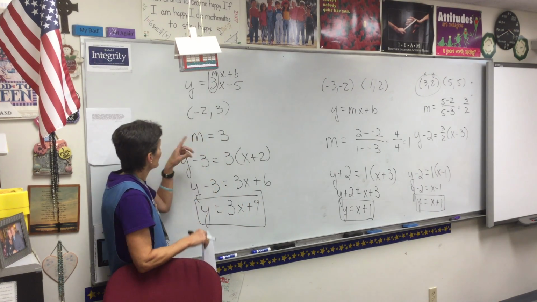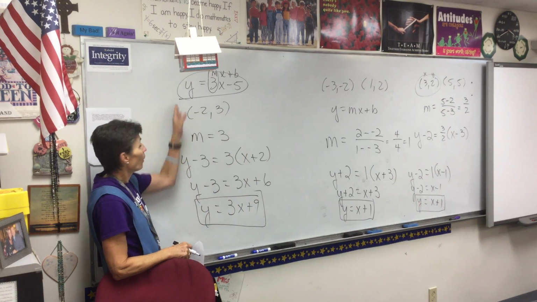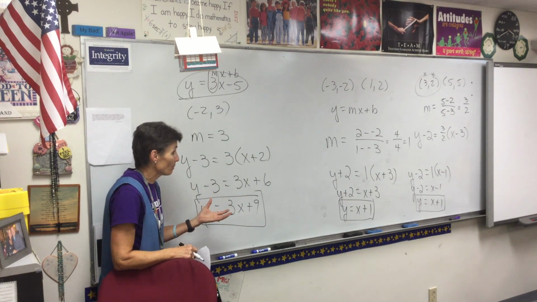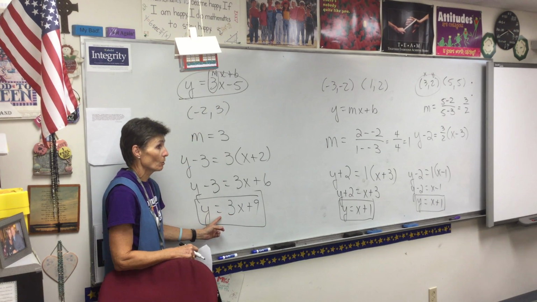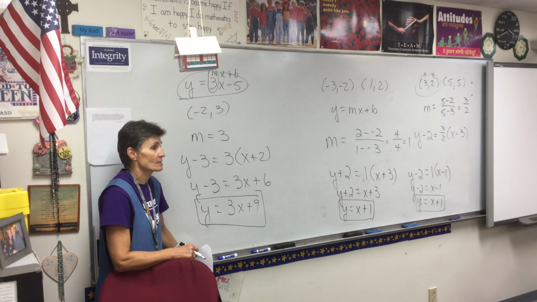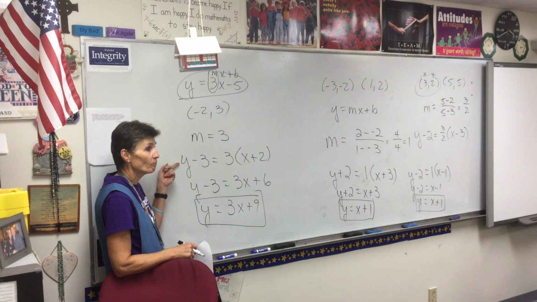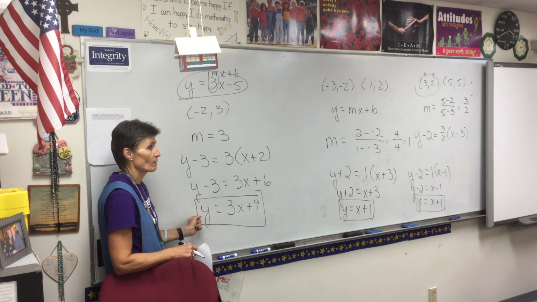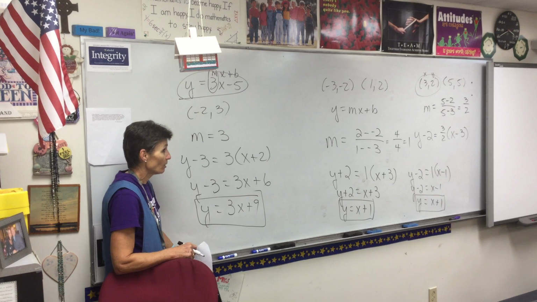If you found this equation and this equation in the hallway, you would know they were parallel because they have the same slope. That's what parallel means in algebra. It means the slope is the same. So here's the point slope form, here's the slope intercept form. I did both because I don't know how it'll be on the test. Sam, you follow? Yep.